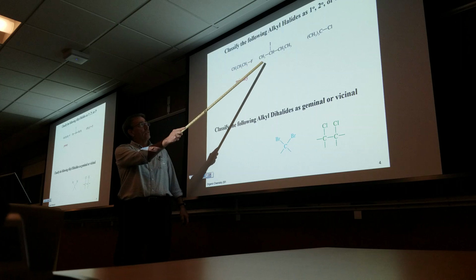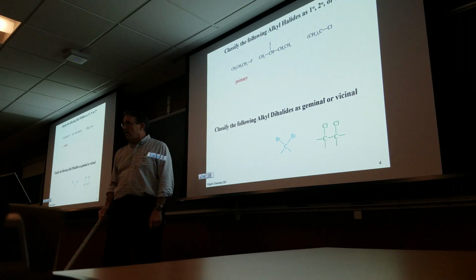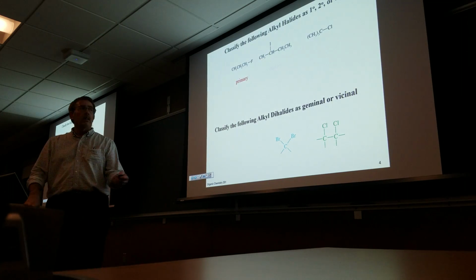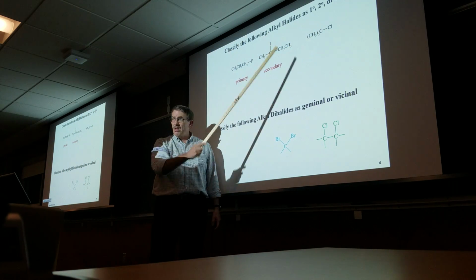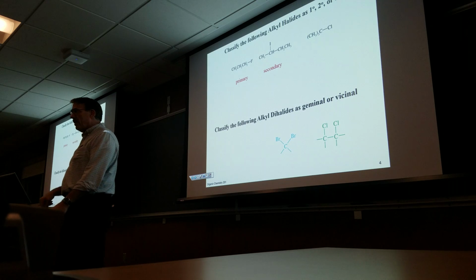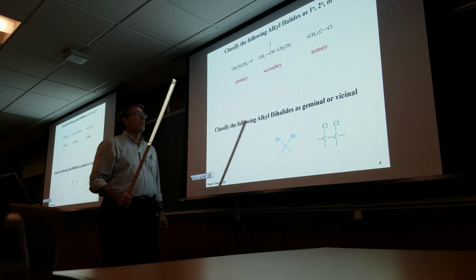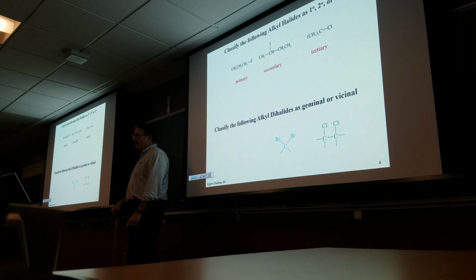Either one of those two. This one, the carbon's attached to 2 carbons. It's a secondary carbon, therefore it's a secondary alkyl halide. And the same thing here. This carbon is attached to 3 other carbons. It's a tertiary carbon, so it's a tertiary alkyl halide.